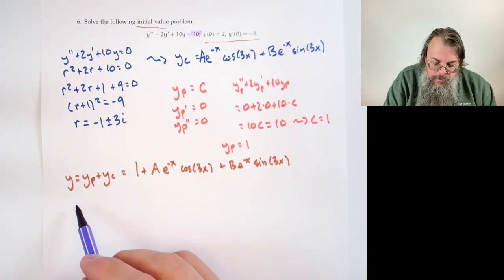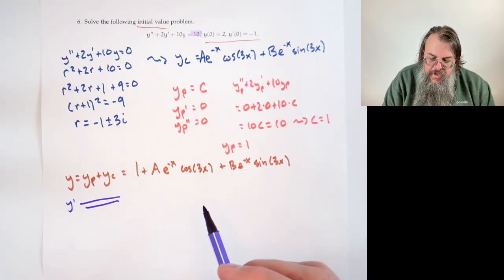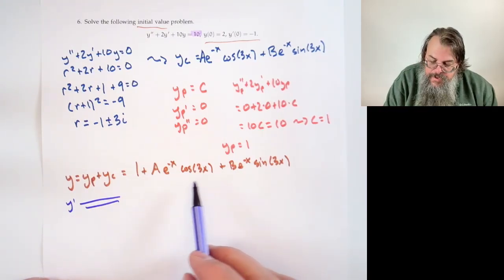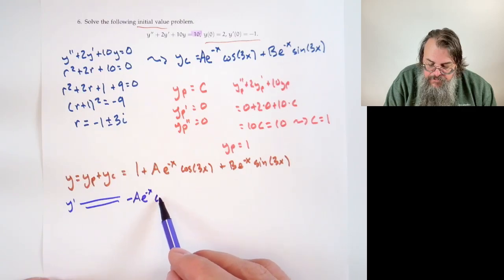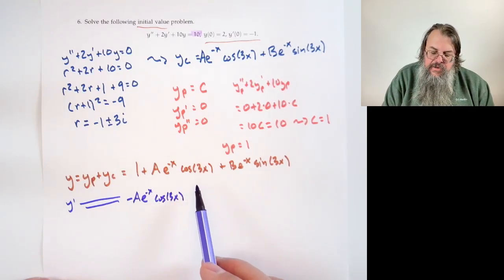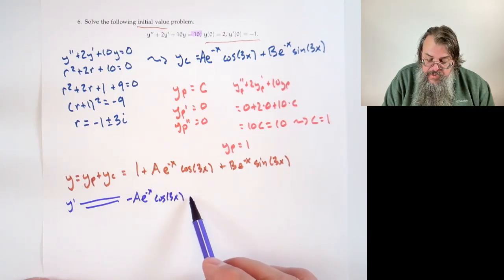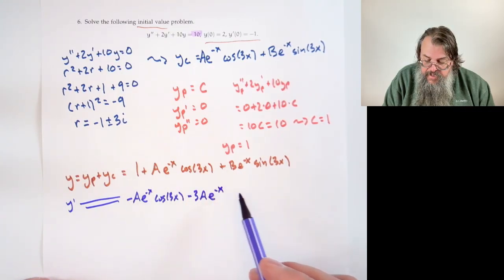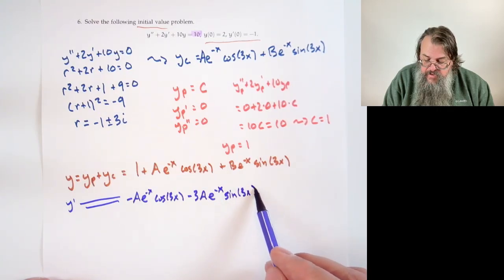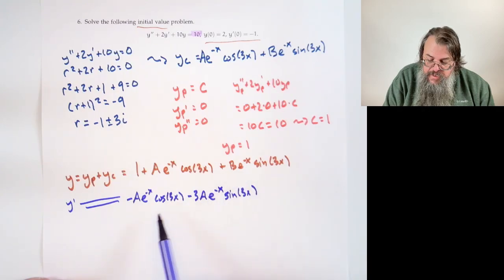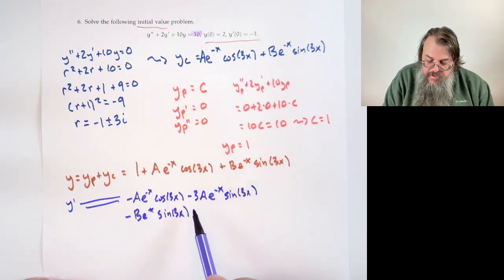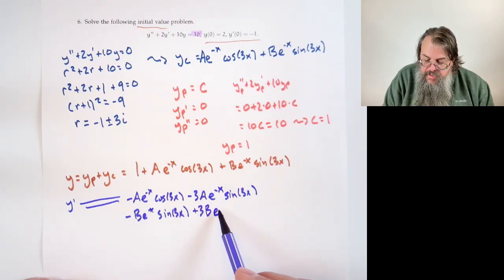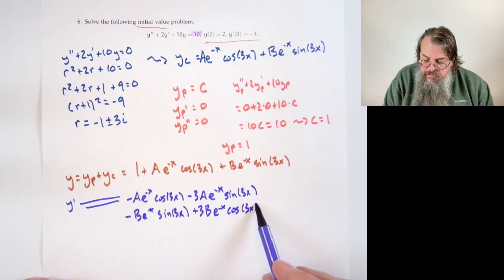So we have y. We'll also need y prime. Well, the derivative of 1 is 0. Here we have a pair of product rules. So we'll get minus a e to the minus x cosine 3x. And then the derivative of cosine is negative sine. Don't forget the 3. So minus 3a e to the minus x sine 3x. And then we ran out of space. So the next line, minus b e to the minus x sine 3x. And the derivative of sine is plus cosine. Don't forget the 3. So plus 3b e to the minus x cosine 3x.